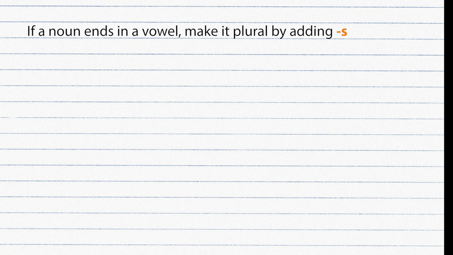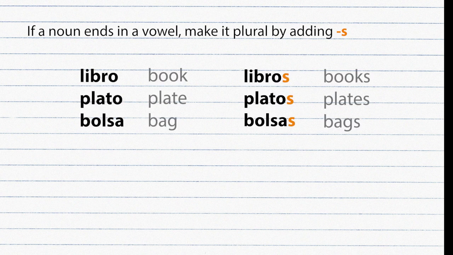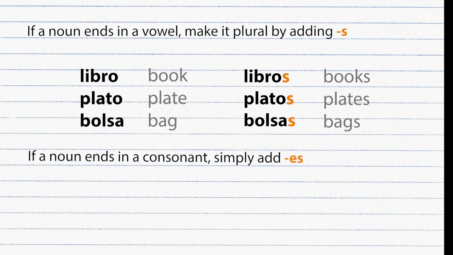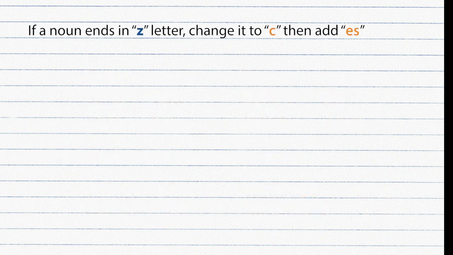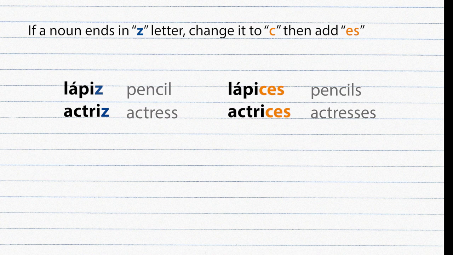If a noun ends with a vowel, we make it plural by adding s. Libro, libros. Plato, platos. Bolsa, bolsas. If a noun ends with a consonant, simply add es to make it plural. Ciudad, ciudades. Tenedor, tenedores. If a noun ends with a z letter, change the z to c, then add es. Lápiz, lápices. Actriz, actrices.